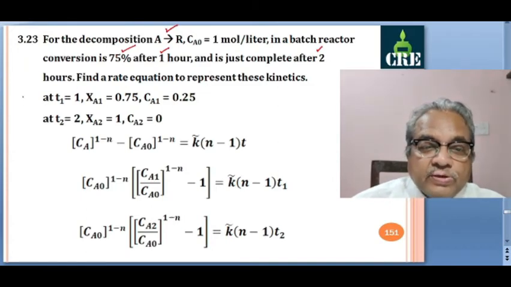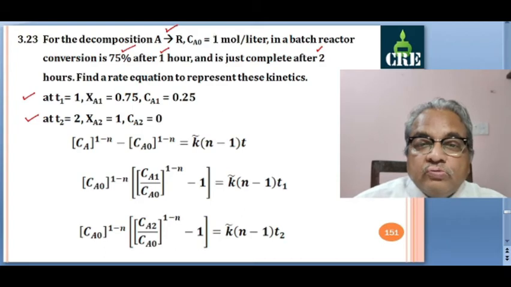So we have two data points here, at time t is equal to t1, t is equal to t2. Xa1 is equal to 0.75. If Ca0 is 1 mole per liter, Ca1 will be 0.25. So at first data point, that means 75% conversion after 1 hour, at time t is equal to 1, Ca is 0.25, and that we have denoted as T1 and Ca1. At time T2 is equal to 2, conversion is complete, that means 1. So no Ca will be left, Ca will be 0, that means Ca2 is equal to 0.